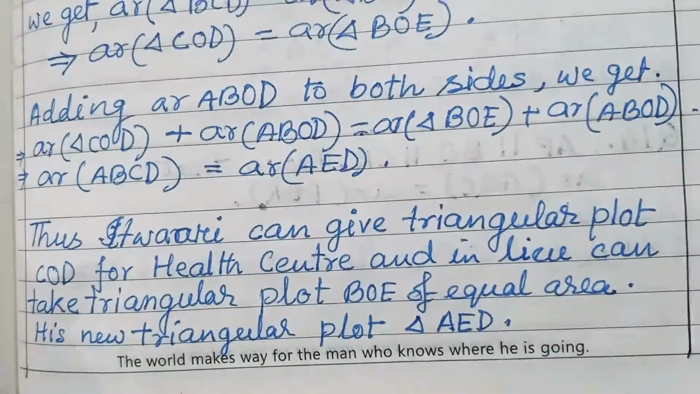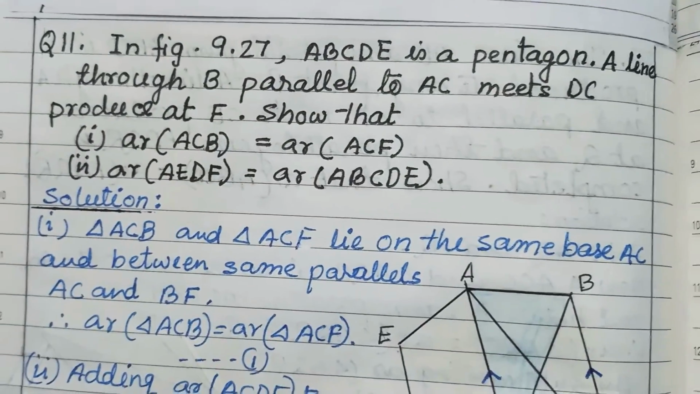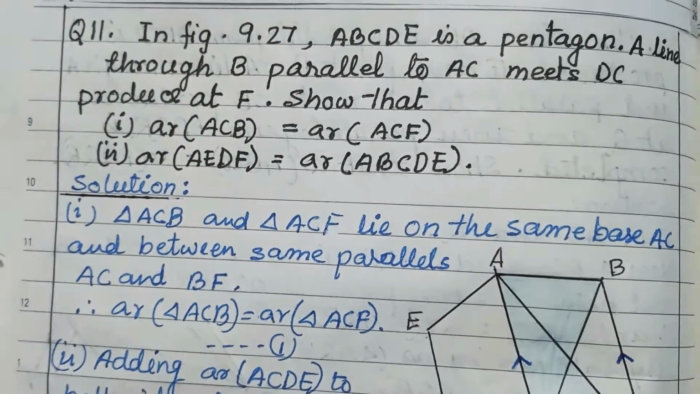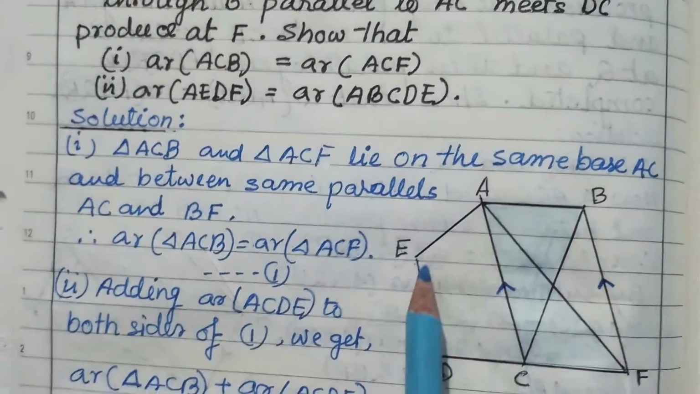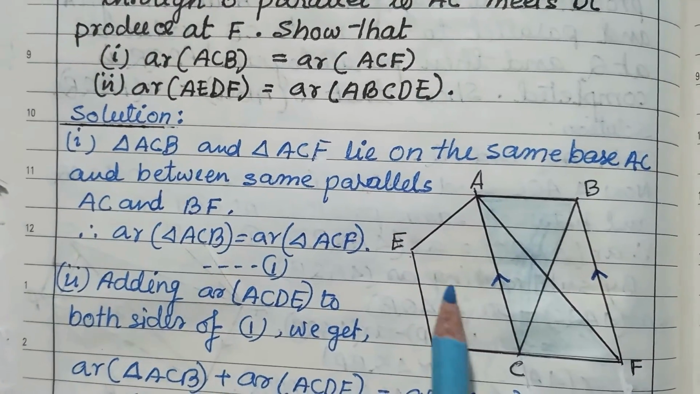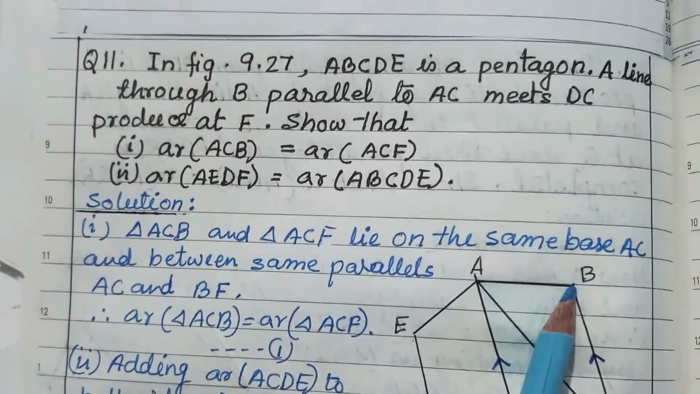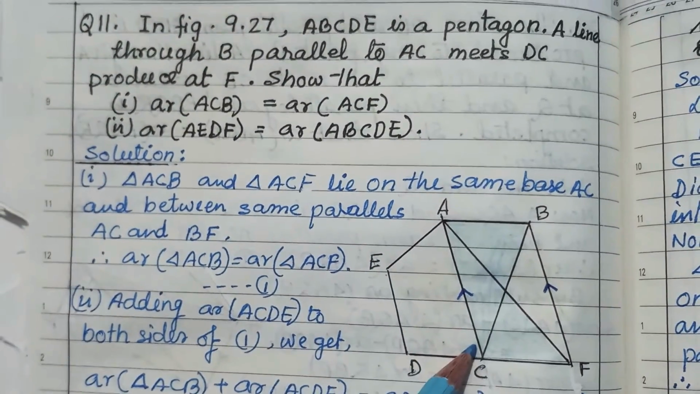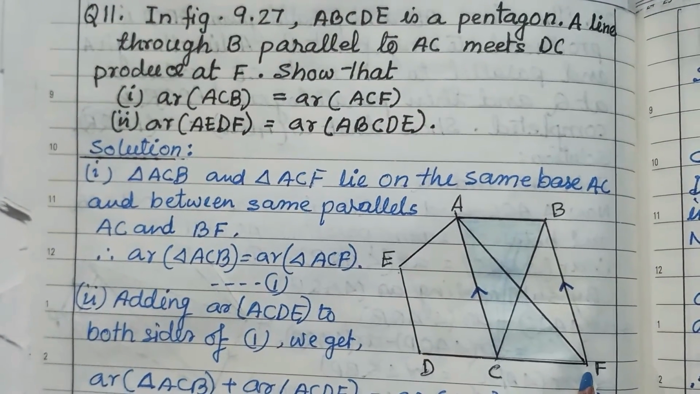Thank you. Next question is question number 11. In the figure, ABCDE is a pentagon. A line through B, parallel to AC, meets DC produced at F.